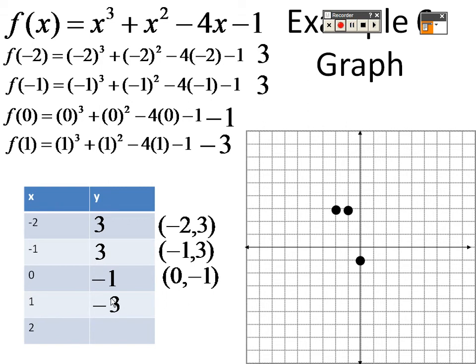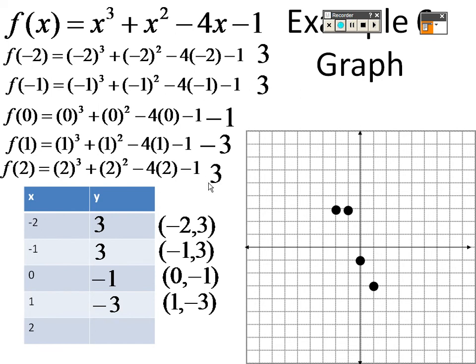Once again, this is all on the graphing calculator. When you need to plug any of this in, if you went to the table, you could see your points. But anyway, that's 1, negative 3, right there. And plug in a 2, and you get a 3 right there. So over 2, up 3. If you look at the graph, it can help you.